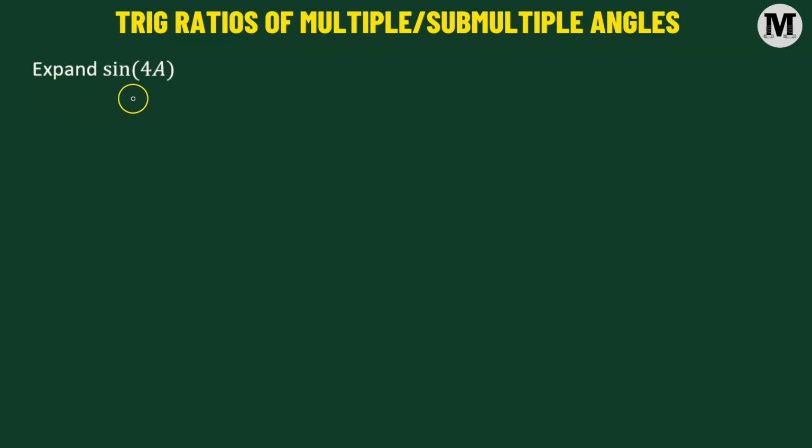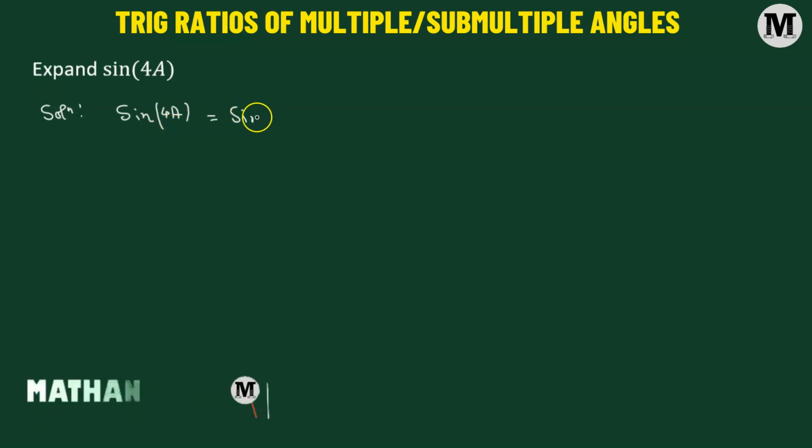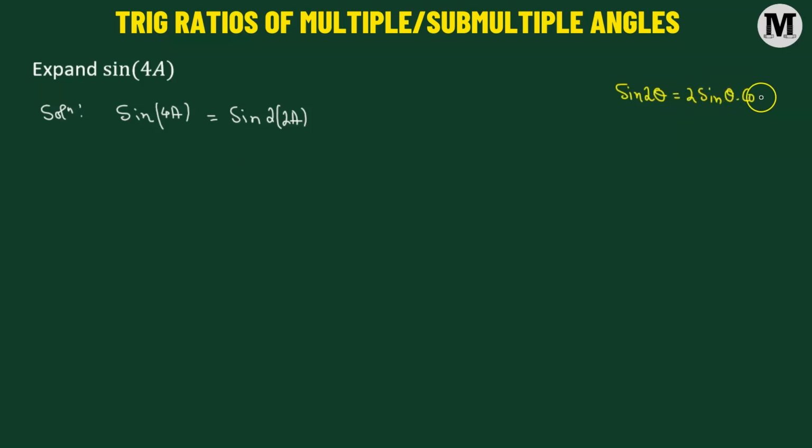So here we need to expand sine of 4a. Let us begin. So here we'll start with sine of 4a, and we can express the angle 4a as a multiple of 2, so that we get sine 2 times 2a. Now here we are going to apply a formula where we have sine of 2 theta given by 2 times sine theta times cosine theta.